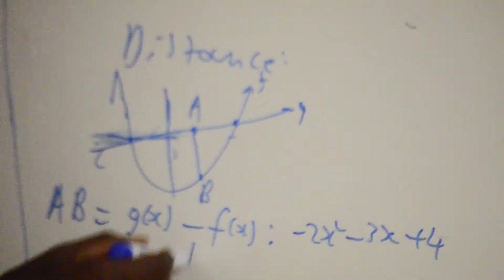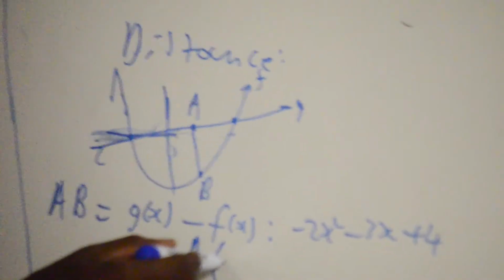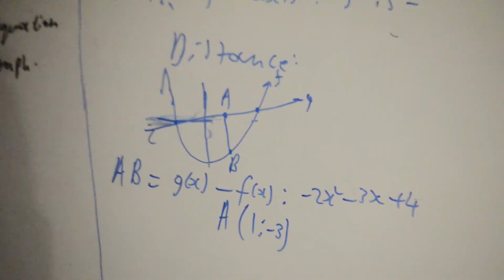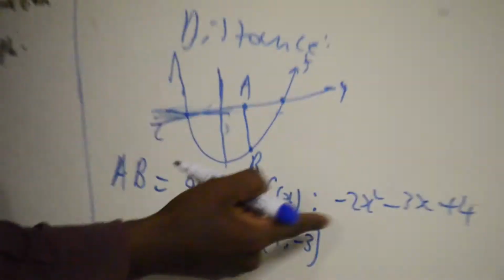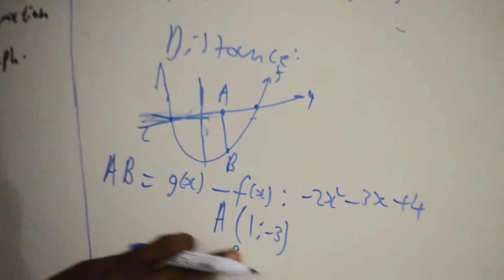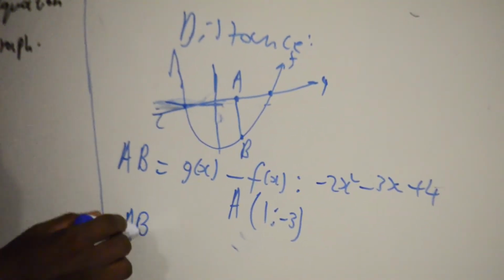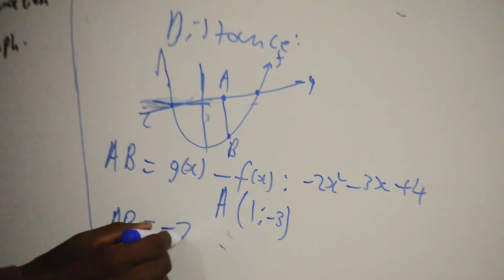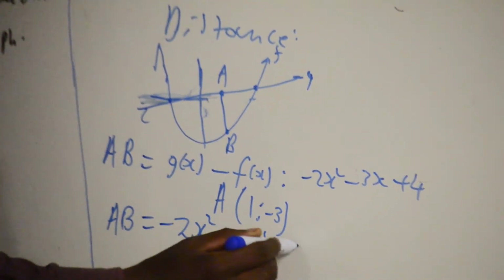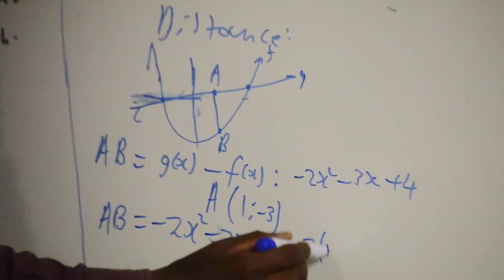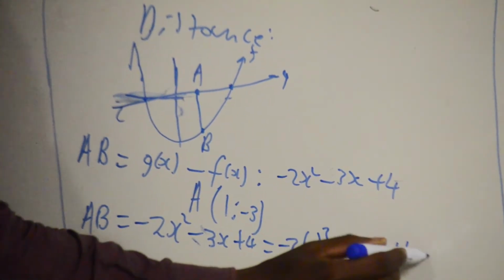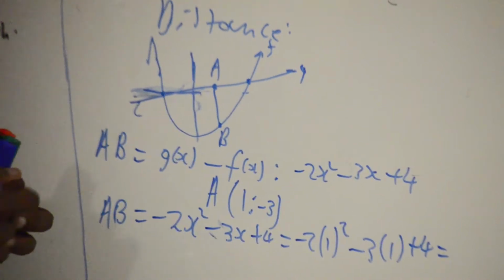Then now if I know, okay, point A is 1, minus 3. Just making an example. So if I know the point A, I will take this A, and put it down in x, for me to find now AB. Because already from my calculations, AB is equal to minus 2x squared minus 3x plus 4. Then you substitute 1: minus 2 into 1 squared minus 3 into 1 plus 4. Then calculator here. I'm just making an example. This is what you'll encounter.